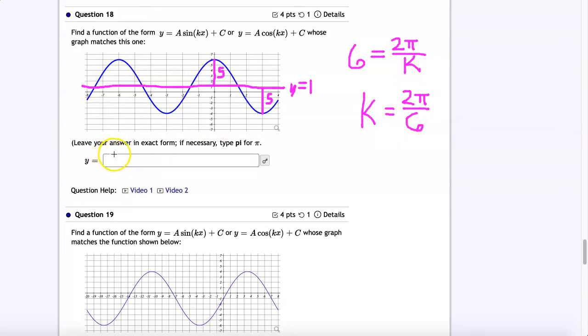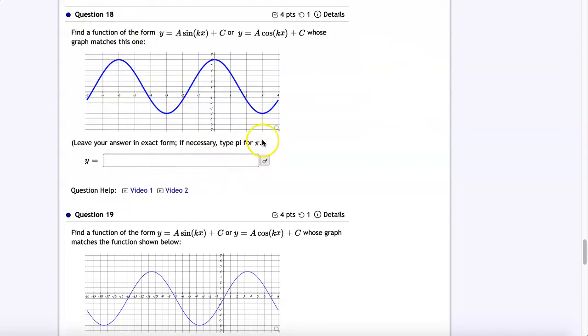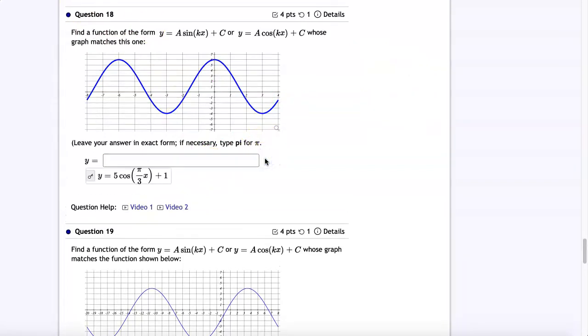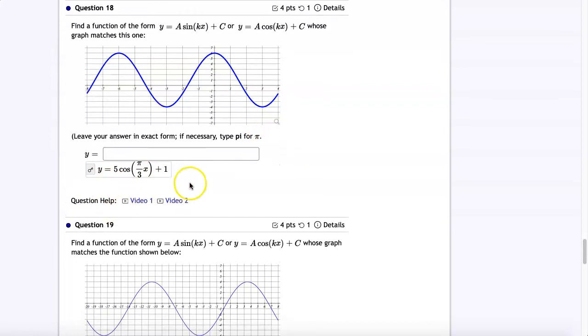So we're looking at an amplitude of 5. Then we have a cosine function. The k value is pi thirds. I used brackets here, but I should have used parentheses. It doesn't matter. It will function the same way. And then I'm shifting up 1. So there's your answer right there.